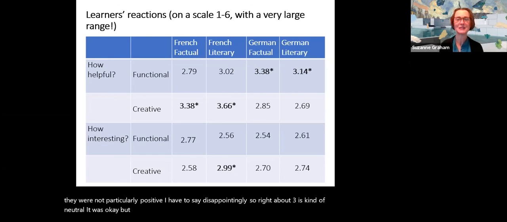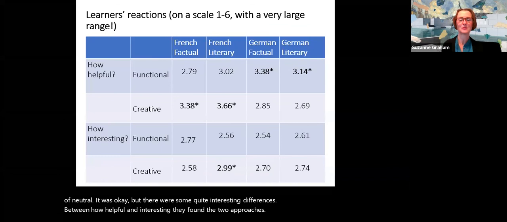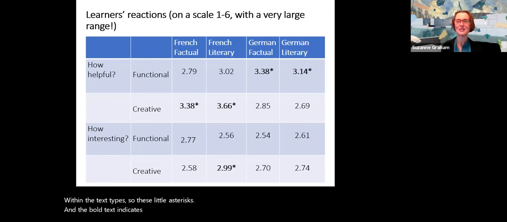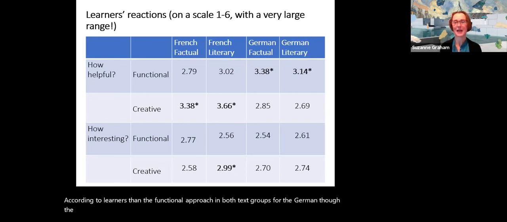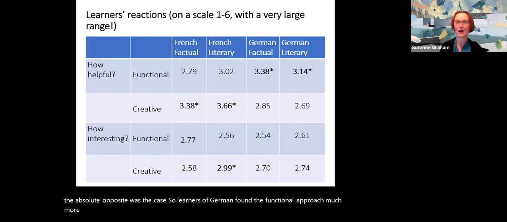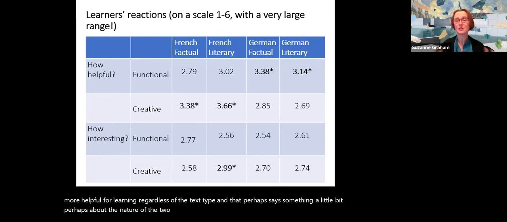But there were some quite interesting differences between how helpful and interesting they found the two approaches within the text types. So these little asterisks and the bold text indicate where there was a significant difference. So for the creative approach, for French, that was significantly more helpful, according to learners, than the functional approach in both text groups. For German, though, the absolute opposite was the case. So learners of German found the functional approach much more helpful for learning, regardless of the text type. And that perhaps says something about the nature of the two languages, the nature of learners' preferences and the languages that they choose to study.